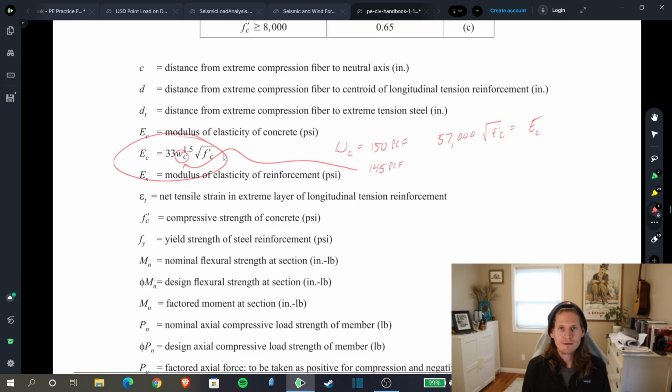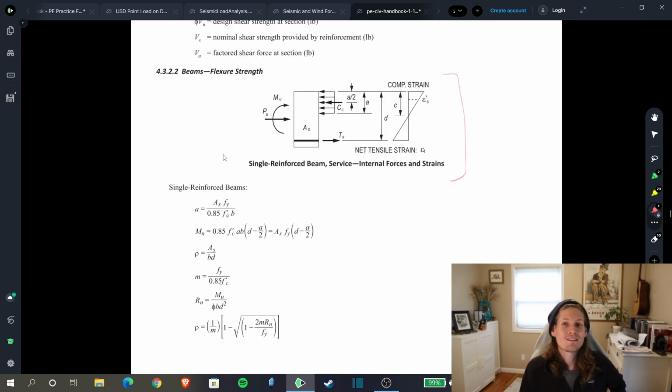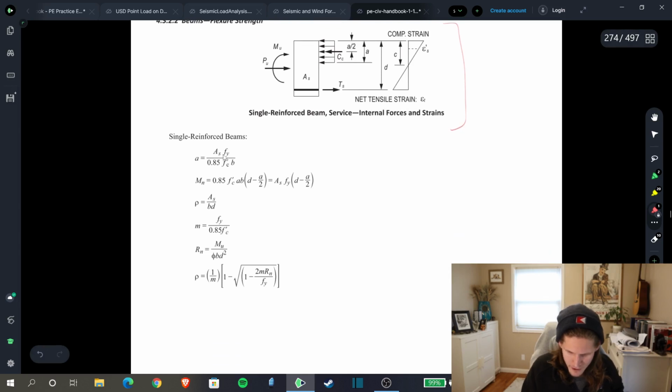I just want to point that out to all of you. Again, make sure you understand this inside and out. I think this would be the main thing that they would ask you for anyone who's non-structural in the AM portion. And they give you your associated equations down here to go with that figure.